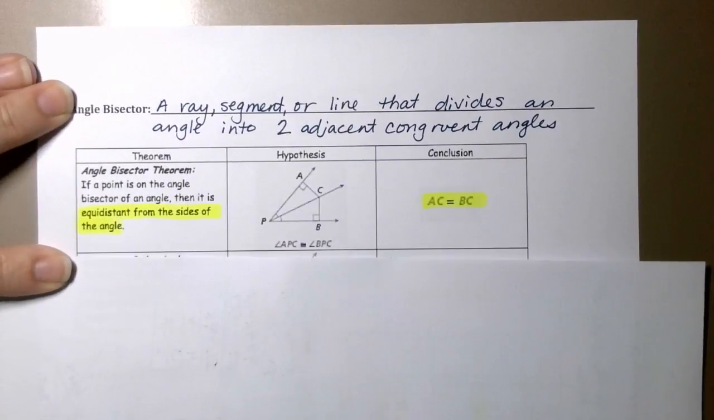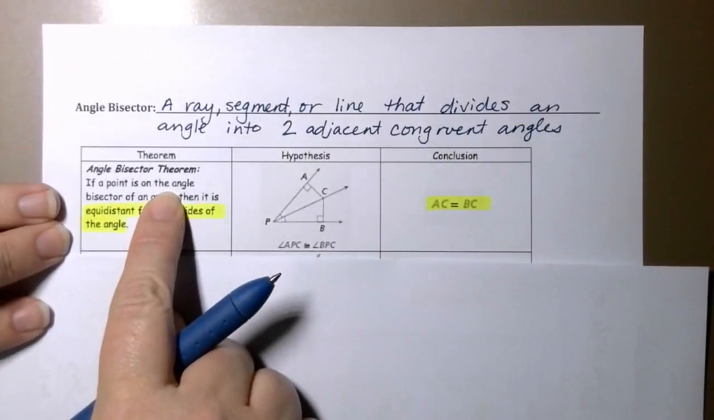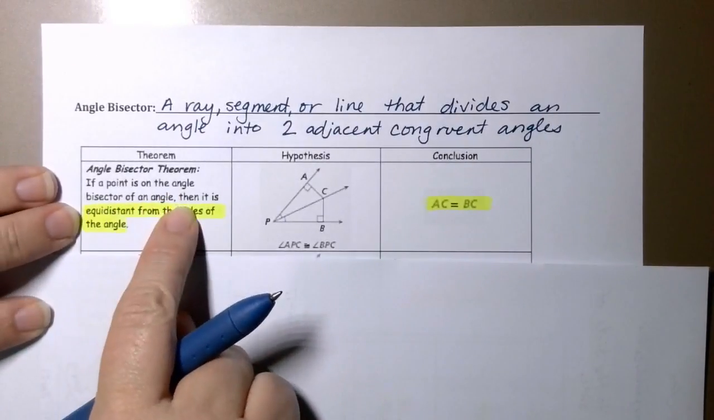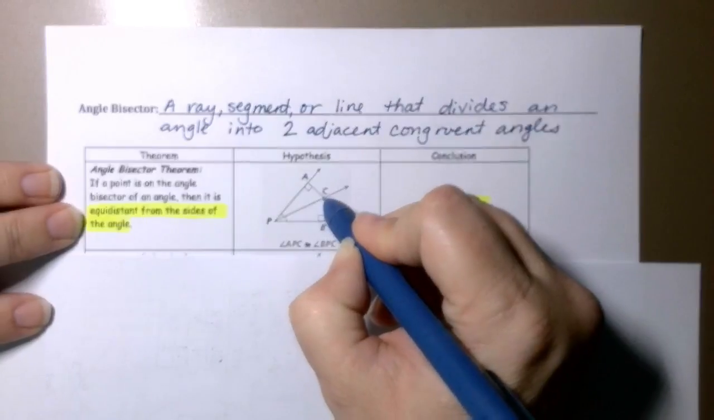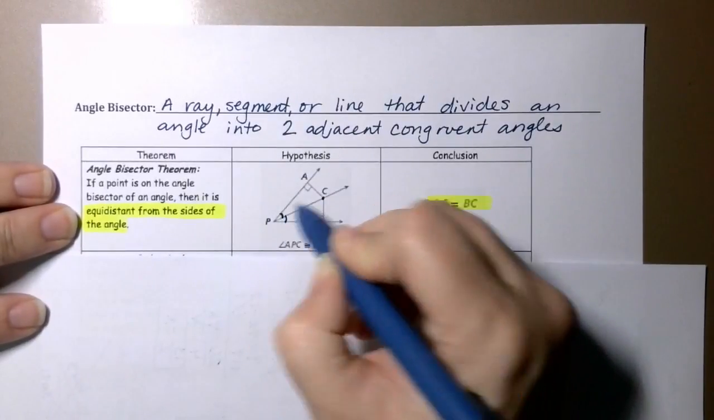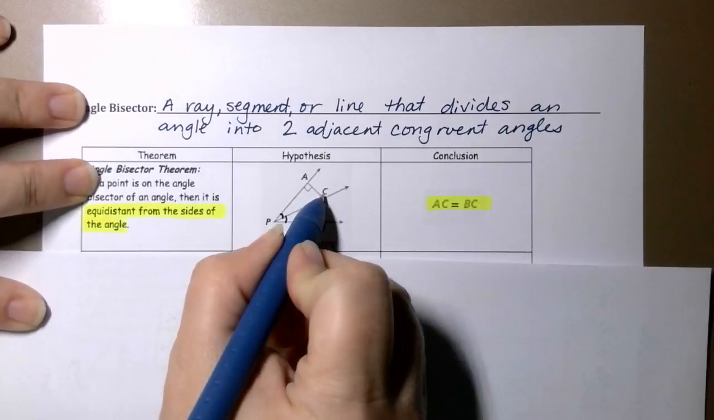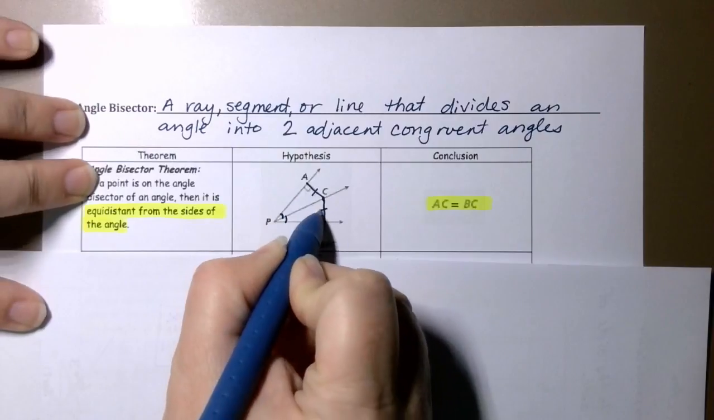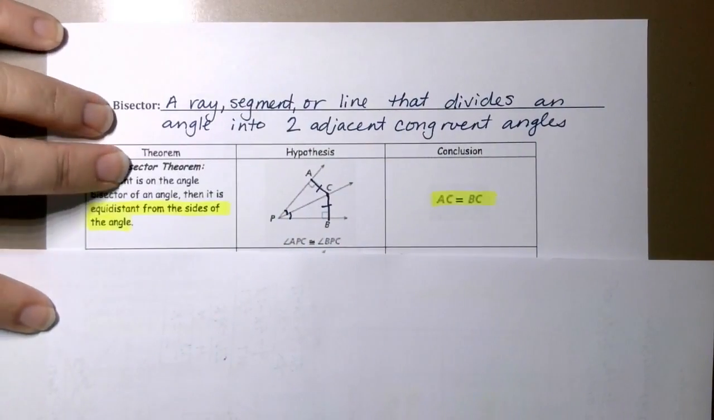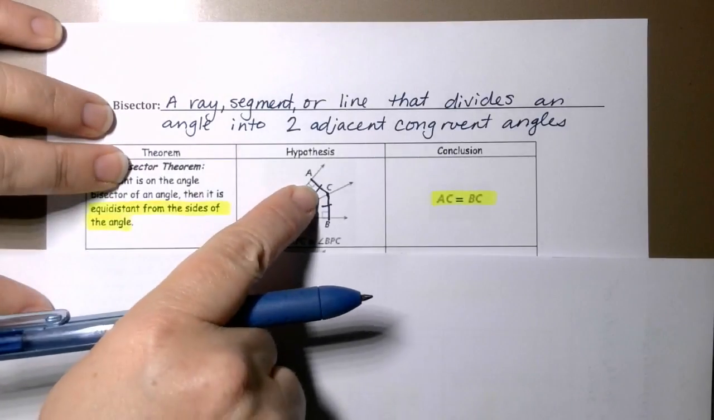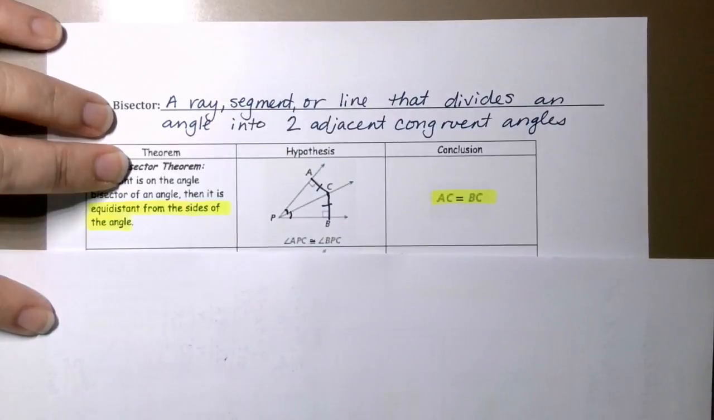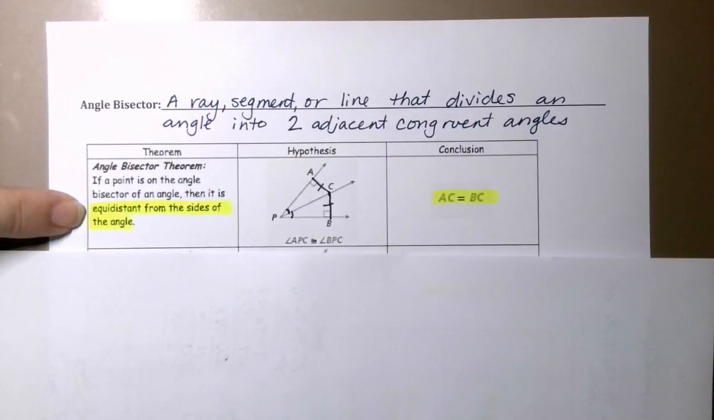So, the angle bisector theorem says if a point is on the angle bisector of an angle, then it is equidistant. So if I have an angle bisector and I know that these two angles are congruent, this point is going to be the exact same distance to that side of the angle as it is from that side. So in other words, those two are congruent. And here our conclusion is AC is congruent to BC. So again, equidistant from the sides of the angles. You have this all written down?